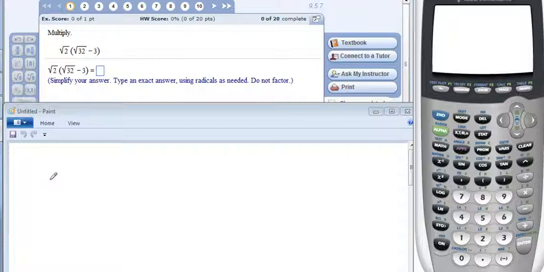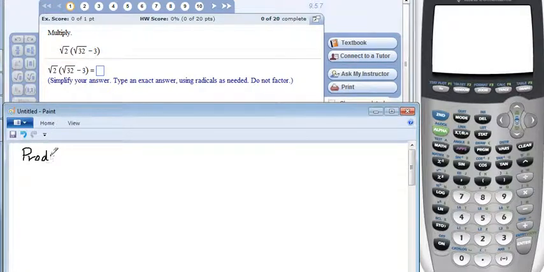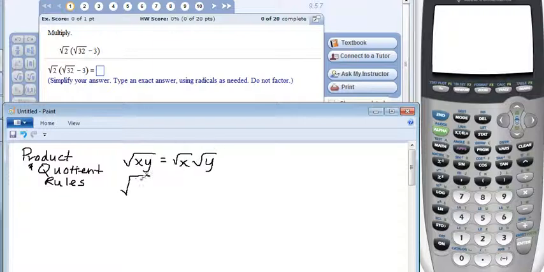So, all right, remember what we have. Among other things, we have our product and quotient rules. So we can't forget those. We're going to use those quite heavily here. The product rule was this one, and the quotient rule was this one. So we're going to use those. Okay, we're going to combine radicals or split them.